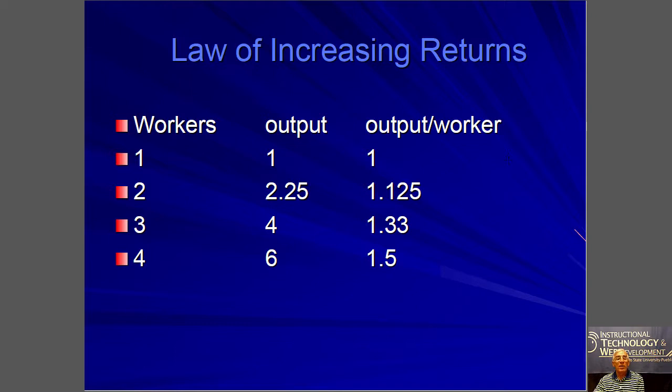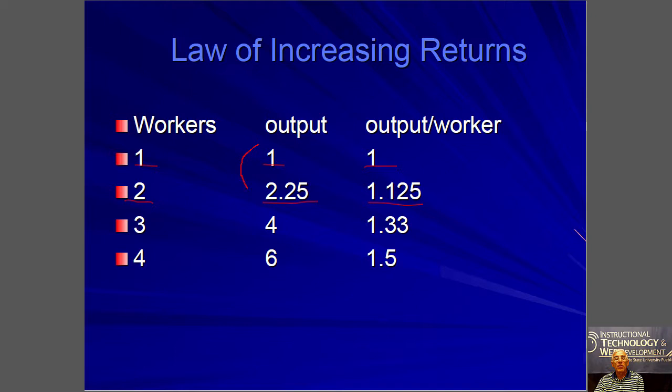Instead of having one worker, and I made up these numbers, one worker producing one car in a day to give us output per worker of 1, why don't we have 2 workers? One does the undercarriage, the engine, the frame, and the other does the body, the hood, all the other things that go on top of the frame. Well, he finds that 2 people, by the end of the day, get 2 1/4 cars done, which is output of 1.125 per worker.